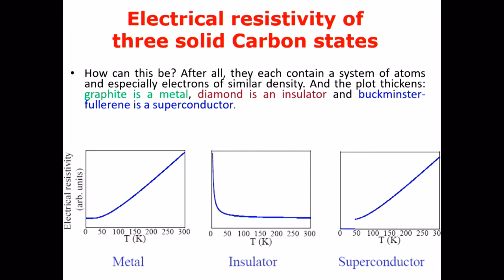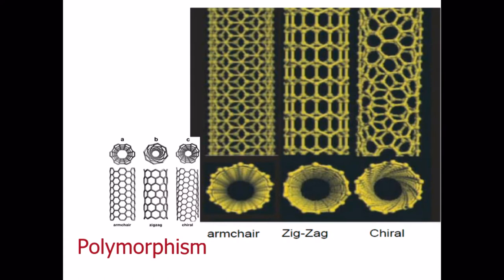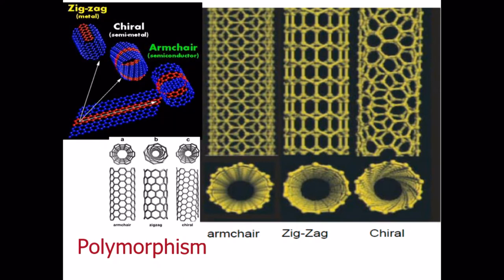The beauty, when you go to the application side or property side, is that diamond is an insulator, graphite has a metallic character, and Buckminster fullerene C60 is superconducting. But they are all just carbon. So this is polymorphism with respect to carbon, and with respect to carbon nanotubes, you can have three different morphologies: the armchair, zigzag, or chiral. These are three different polymorphs of carbon nanotubes, which again is only carbon.